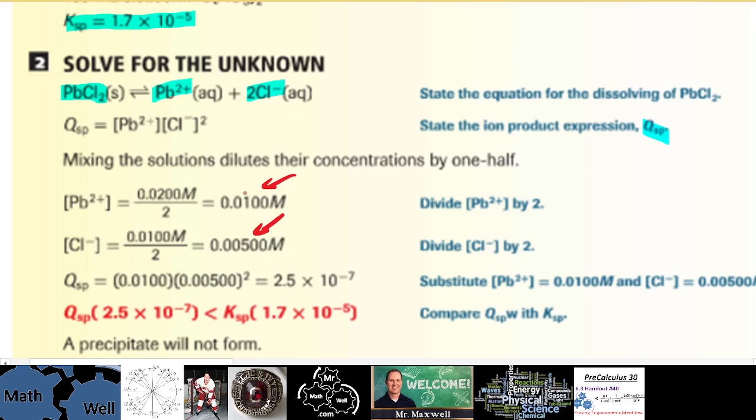There are really two ways you could look at this. You could solve for this and find out what the concentrations each are, and then go back and calculate your given concentrations and see if they exceed that. But that's a longer road and more work. This is the straightforward way of doing this. You always start with your Qsp or your trial Ksp, the experimental ion product.